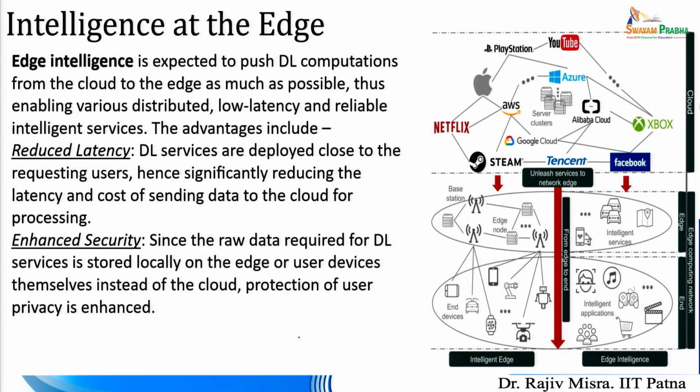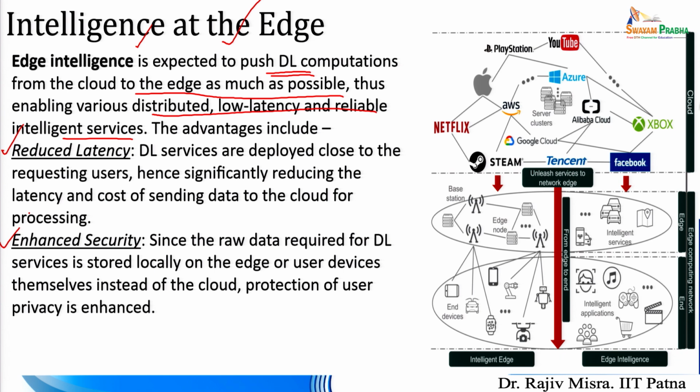Now, let us see what we mean by intelligence at the edge. Edge intelligence, which we have seen in the previous slide, is expected to push deep learning and machine learning computations from the cloud to the edge as much as possible, thus enabling various distributed, low latency and reliable intelligent applications and services. The advantages which we have seen are reduced latency and enhanced security.